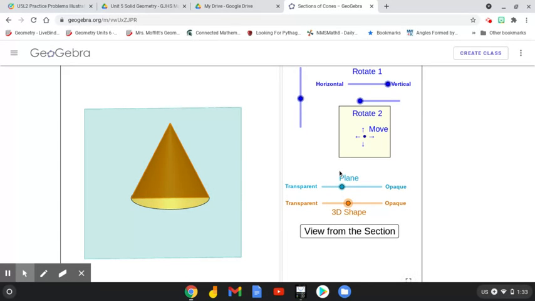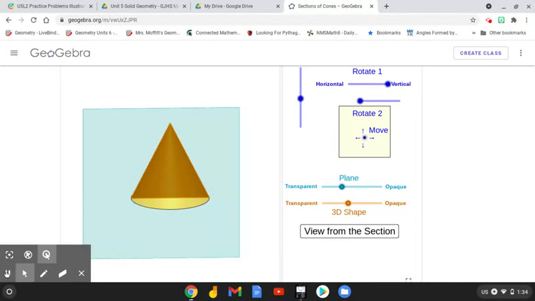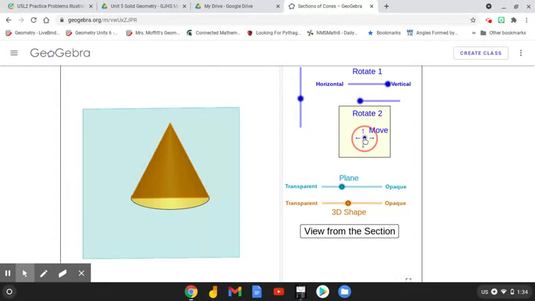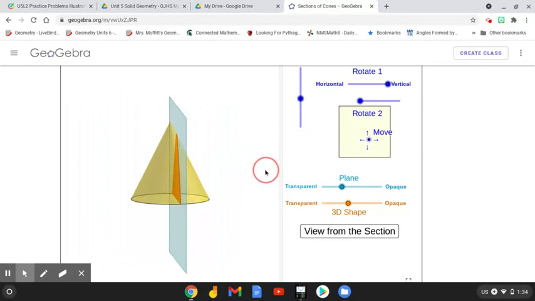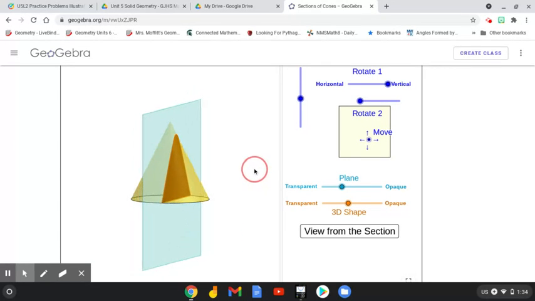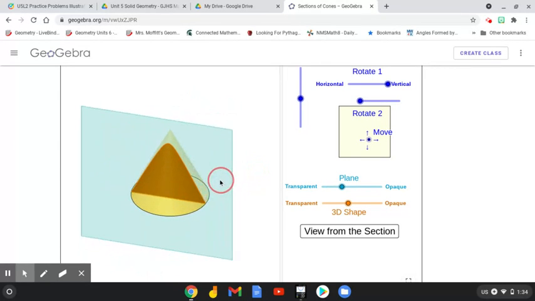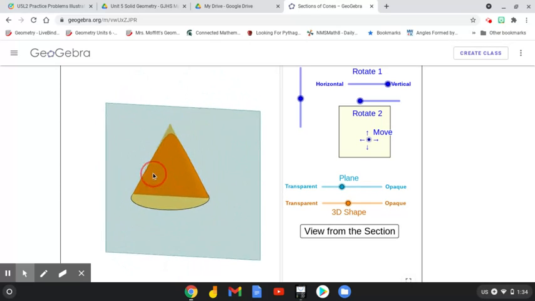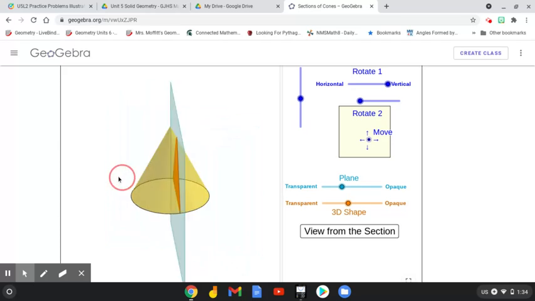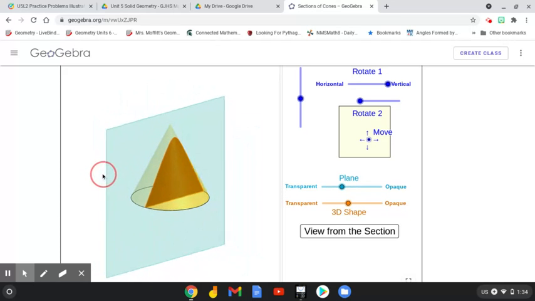So if I can maybe move my plane, there we go. Okay, so here's a good example. As we move the plane, see it's still vertical, it's still perpendicular to that base of the cone, but you can see it's not exactly a triangle anymore. Instead, it gives us that parabolic shape. It looks more like a parabola. It's that upside down U shape.